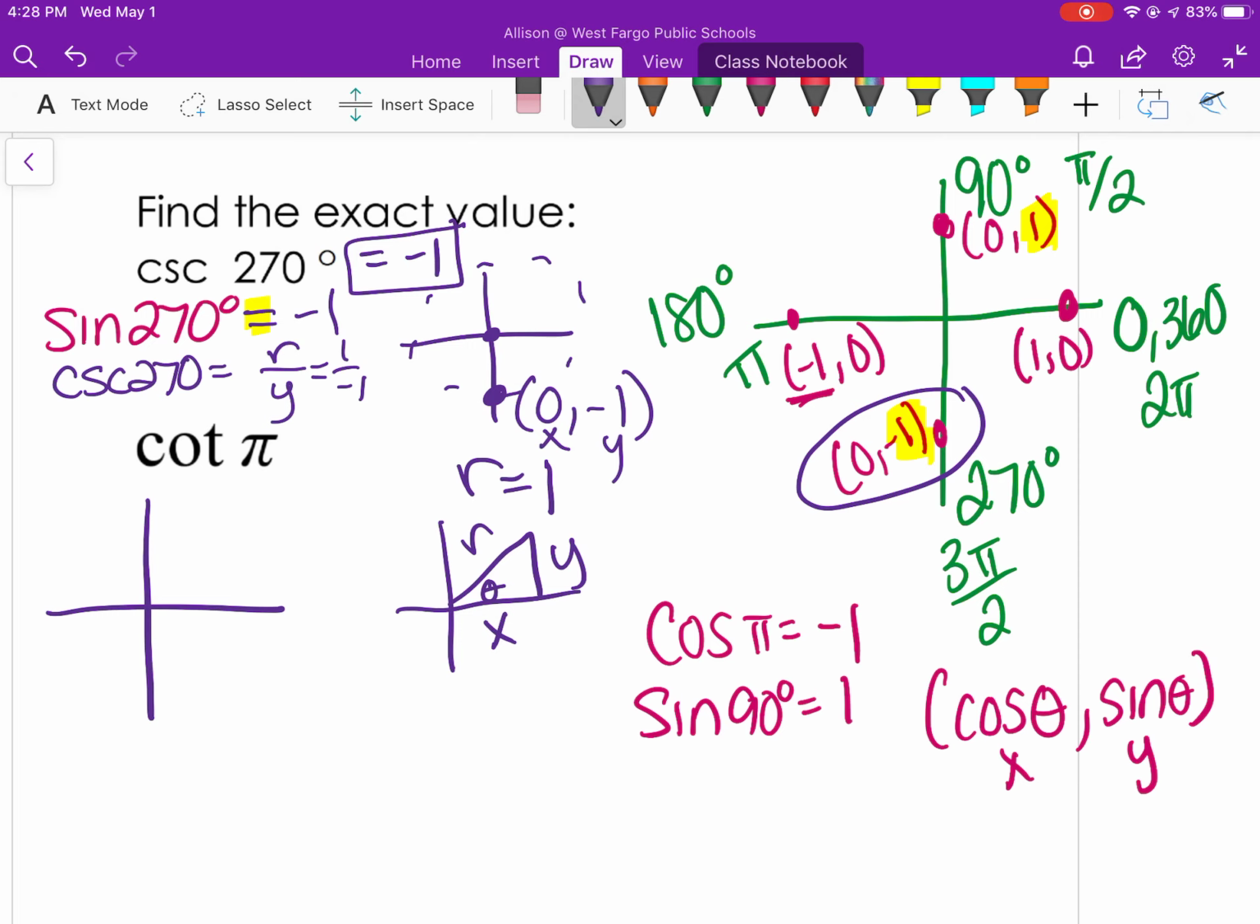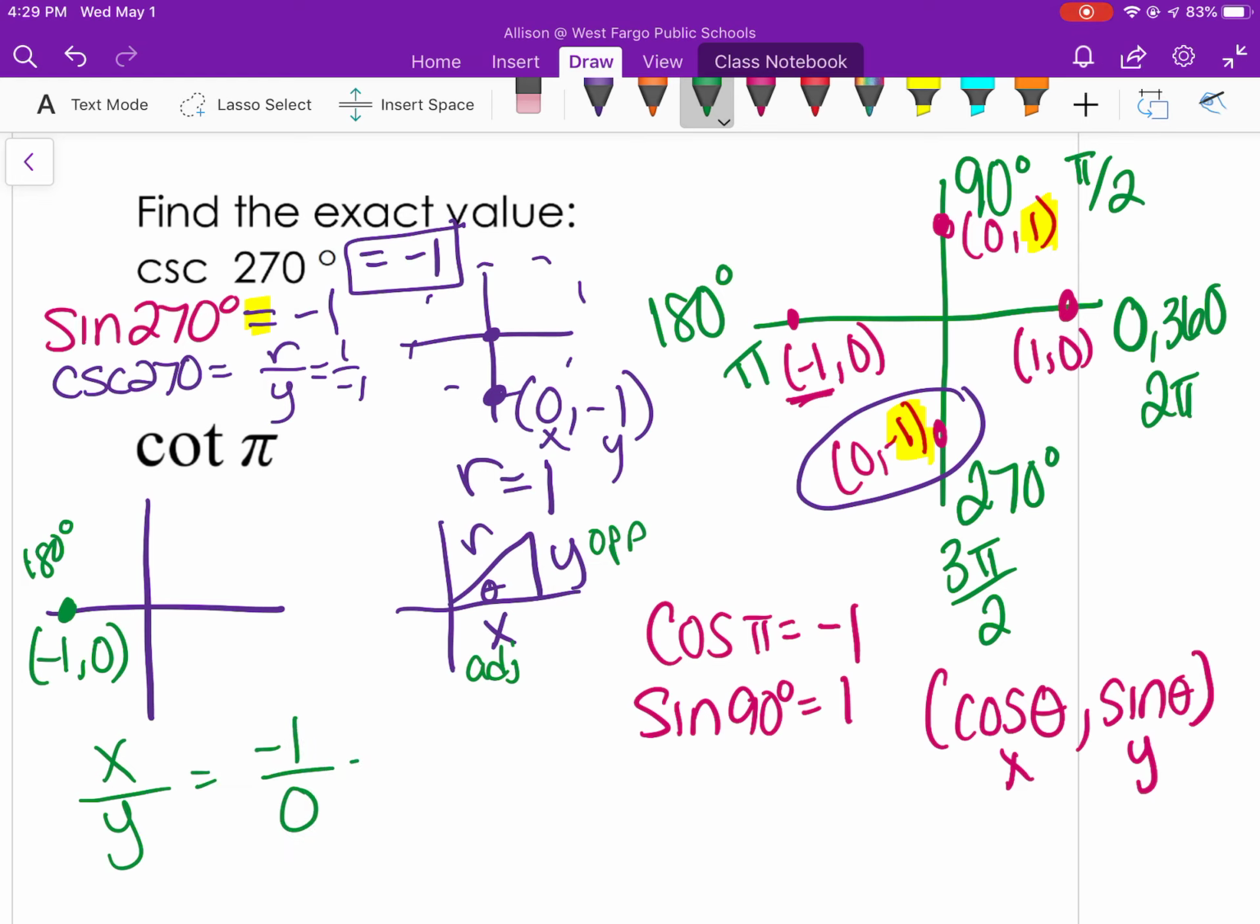So for cotangent of pi, it's right here, 180 degrees. So you'd pick the point -1, 0. And then you remember that cotangent is adjacent over opposite. So it would be x over y. So it's going to be -1 over 0. So the cotangent of pi is actually undefined there. Cotangent at 180 is undefined.